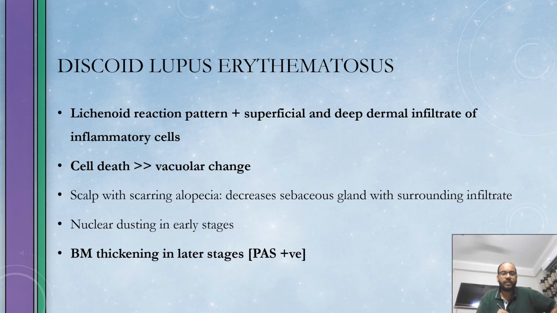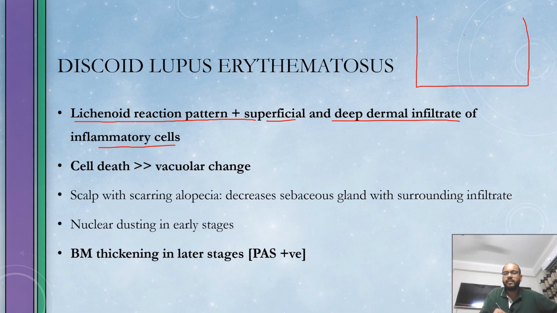Now let's discuss Discoid lupus erythematosus or DLE. You have the lichenoid reaction pattern with superficial and deep dermal infiltrate of inflammatory cells. Now what do we mean by that? That means if this is the biopsy, the infiltrate is at the dermoepidermal junction along with deep dermal involvement.